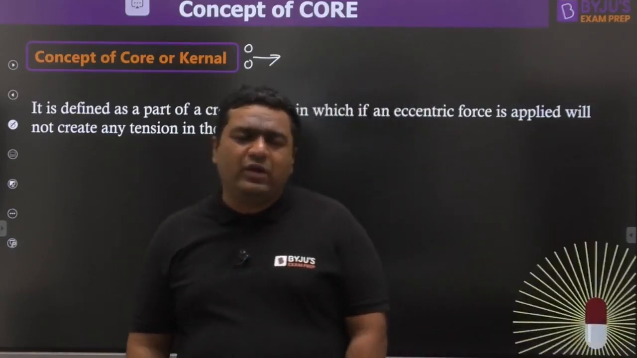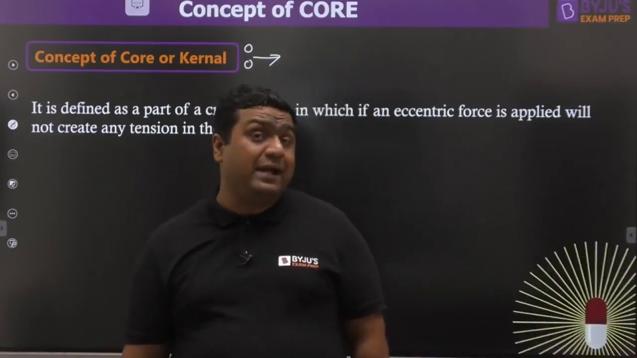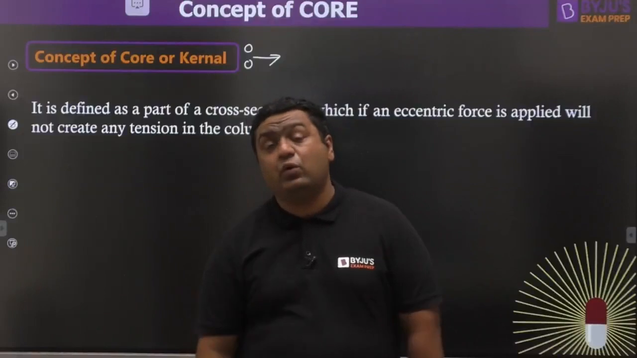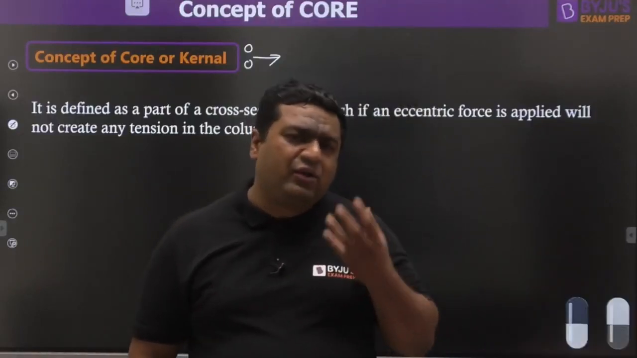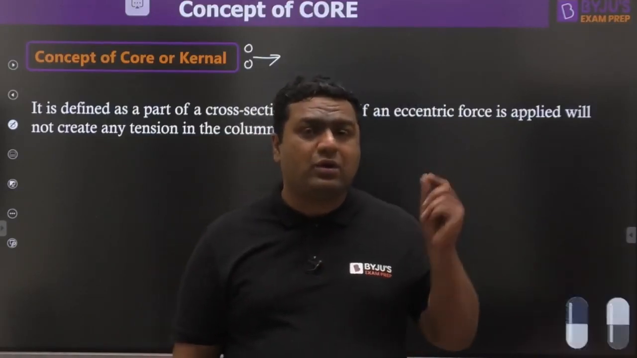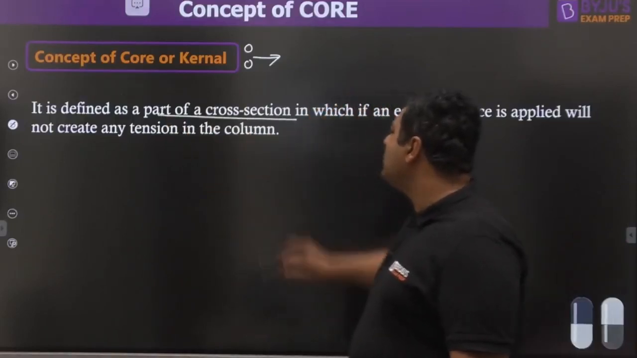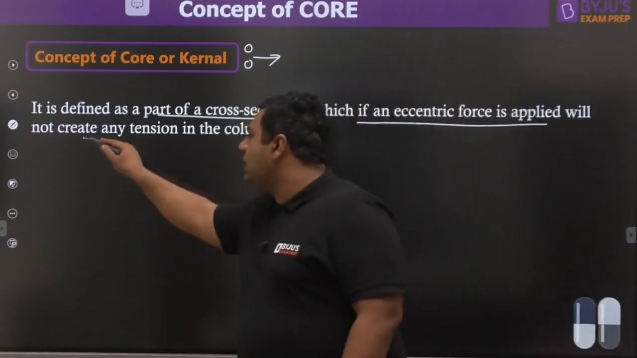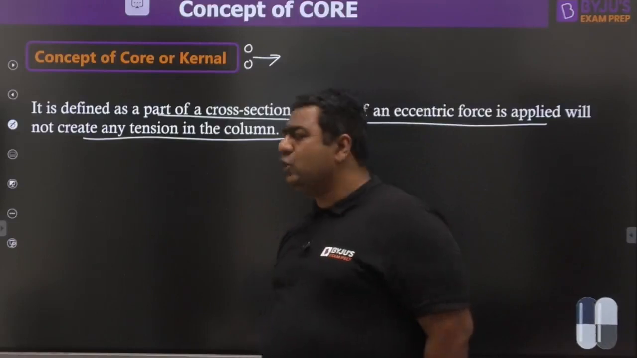So we want to find a region in which, if eccentric loading is applied on the column, we would not have any kind of tension in the column. We are in search of that region, and that region of the cross section is given the name core or kern or kernel. It is defined as the part of the cross section in which, if an eccentric force is applied, it will not create any tension in the column. I will show you with an example.